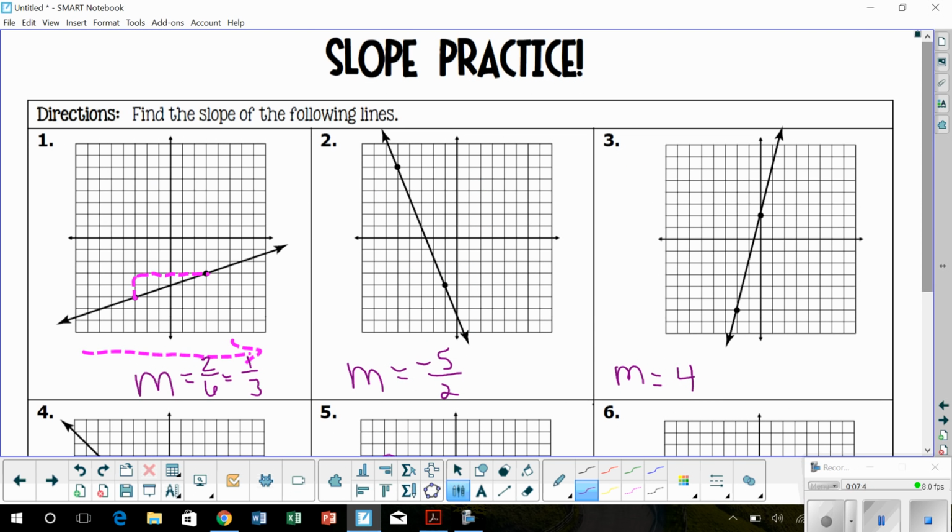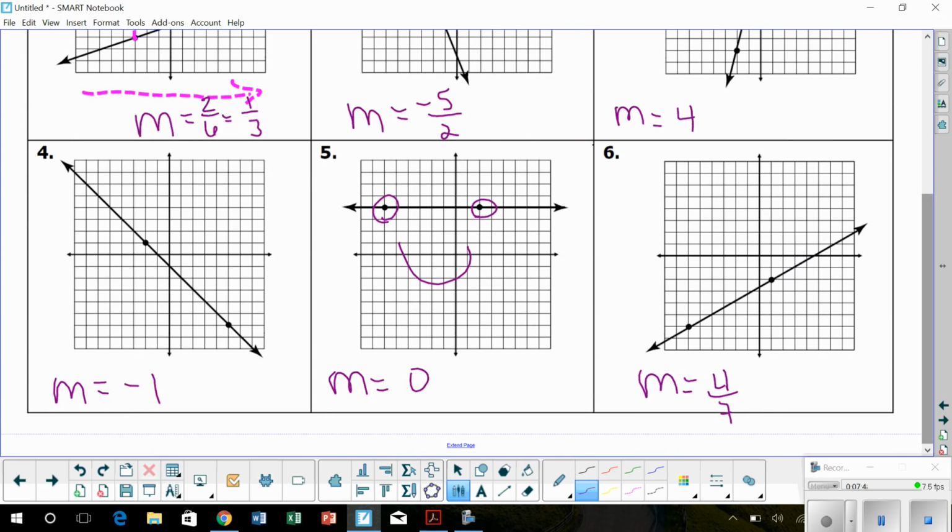All right, so here are the answers for that top one, and then here they are for the bottom.